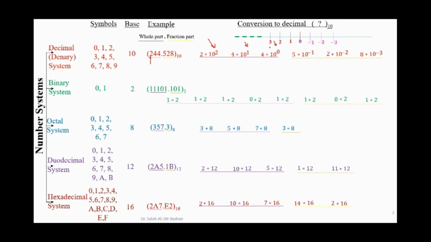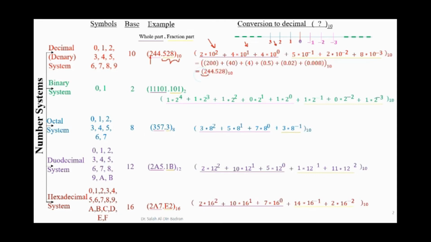0, 1, 2, 3 on the left side, and for the fractional part, I mean, you use -1, -2, -3. We will do the same thing. Next, sum up all these numbers. The final result is this one. As you see, it is exactly the same number as the original one. Why? Because we are converting a decimal number into a decimal number. This is why we got the same result.